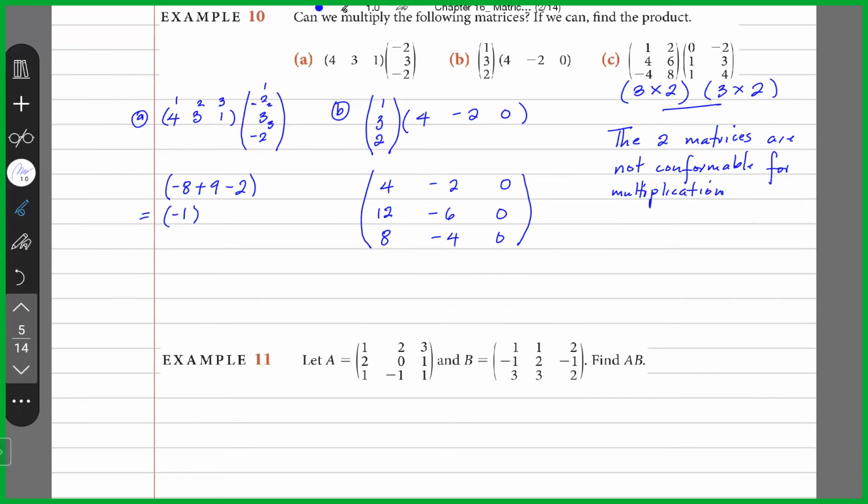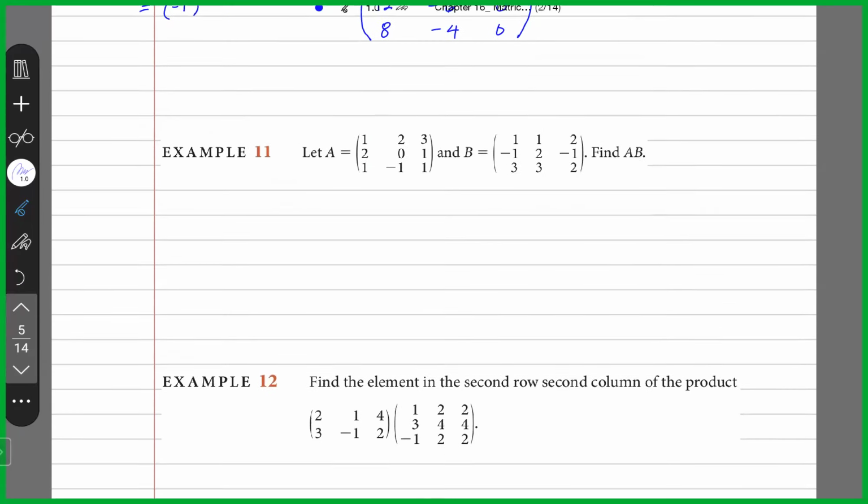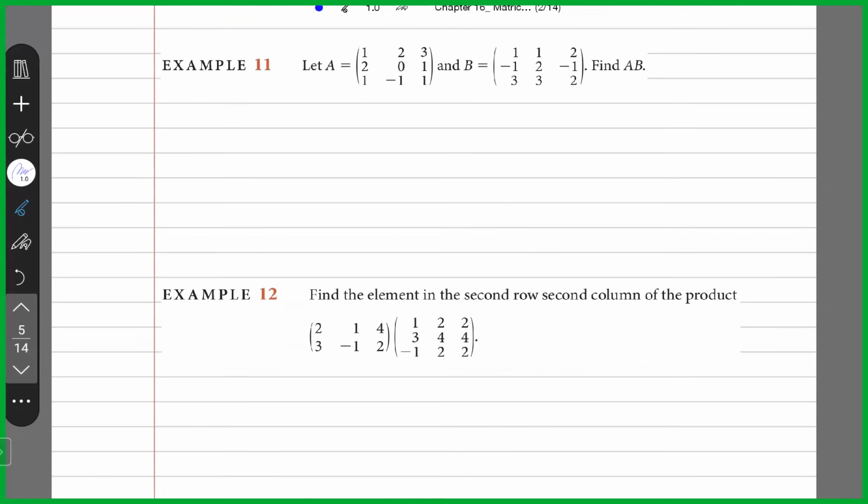All right, example 11. In example 11, we're asked to multiply a 3 by 3 matrix by another 3 by 3 matrix. The two matrices are conformable for multiplication. If you multiply a 3 by 3 matrix by a 3 by 3 matrix, you're going to end up with another 3 by 3 matrix. So let's multiply.